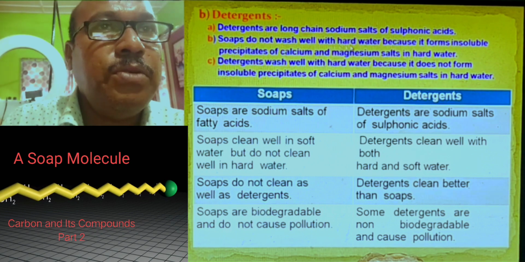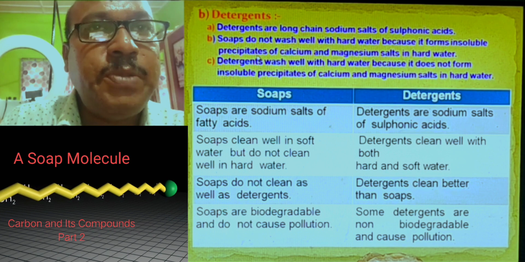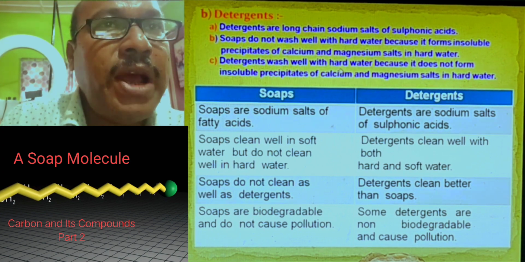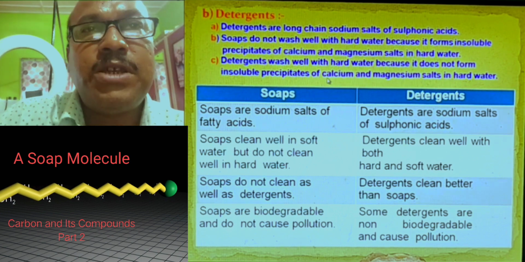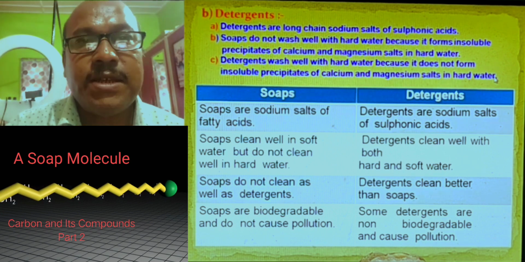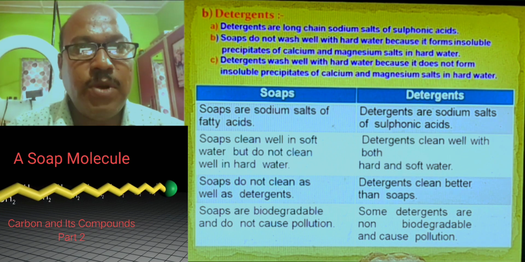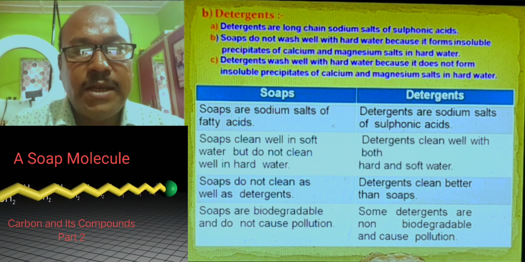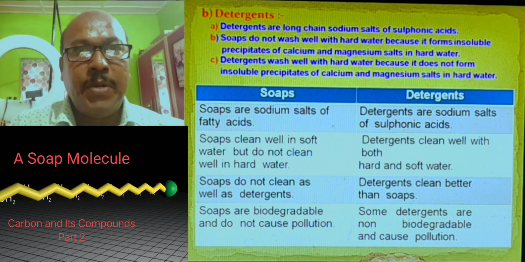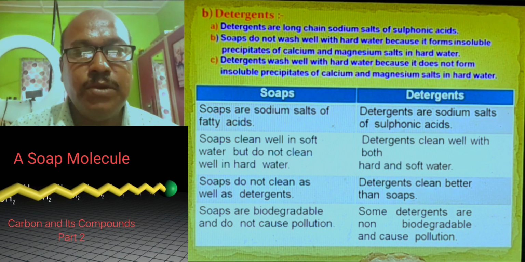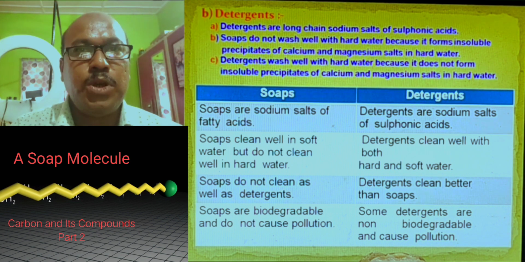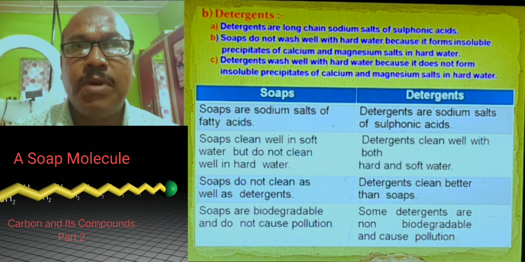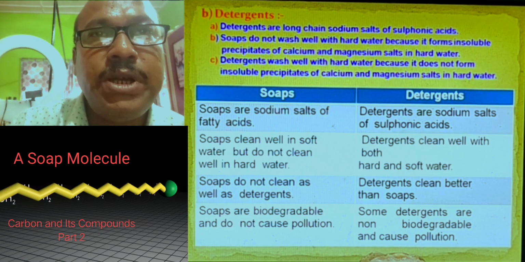Soaps do not wash well with hard water because they form insoluble precipitates of calcium and magnesium salts in hard water, but detergents can. The detergents wash well even with hard water because they do not form insoluble precipitates of calcium and magnesium in hard water. So there is a slight difference between soaps and detergents. Basically, in soaps the acid present is carboxylic acid, but in detergents the acid present is sulfonic acid. Second, soaps always produce some precipitates of calcium and magnesium with hard water, which means they don't give good lather. But detergents never produce those insoluble precipitates in hard water. That is to say, they can produce good lather even in the presence of hard water. So in this chart you can find the differences between soaps and detergents.